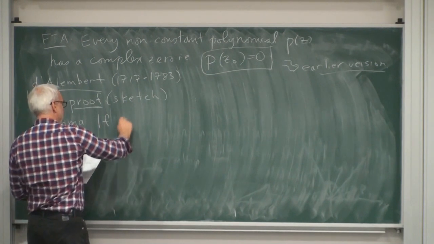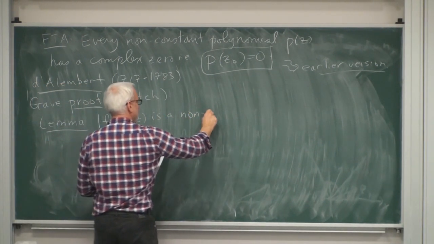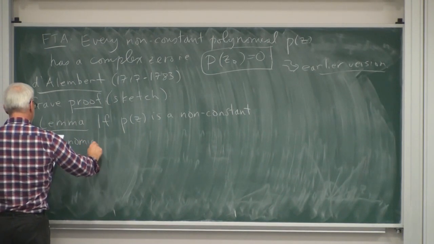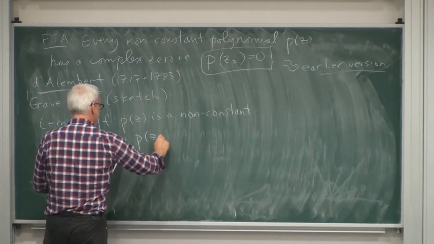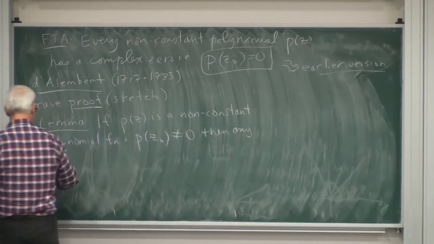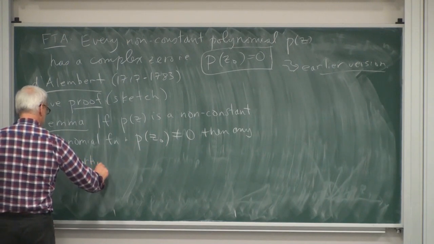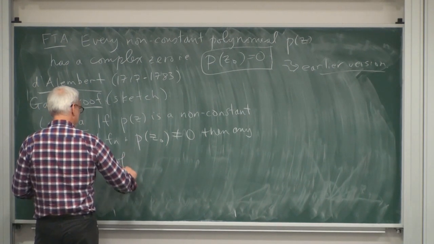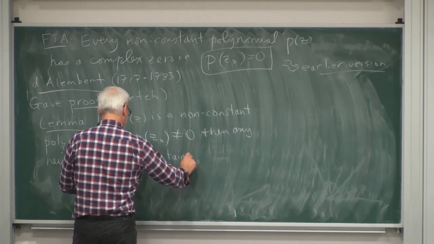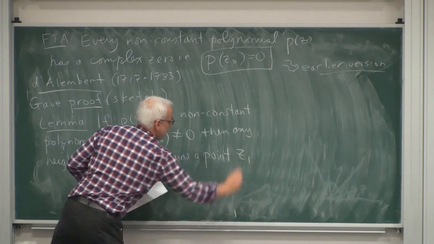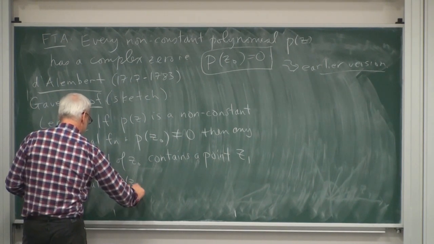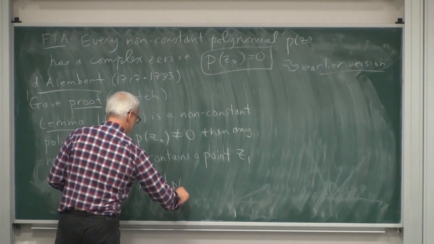And the lemma is that if P of Z is a non-constant polynomial function, and P of some particular value Z0 does not equal 0, then any neighborhood of Z0, by that we mean some little circular disk, contains a point, say Z1, such that P of Z1 in absolute value is less than P of Z0.